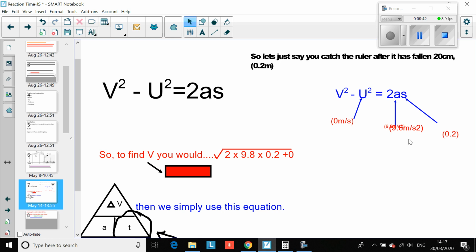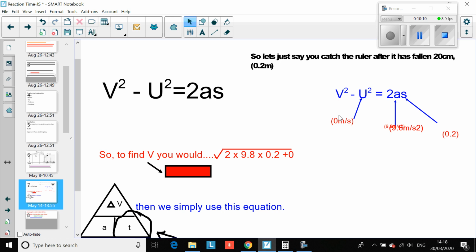Okay, and this final one, the distance that it fell, well, an example would be, say, 20 centimeters. So let's just say we caught the ruler after it's fallen 20 centimeters. That'd be 0.2 meters. So we put that in there. Right. So v squared minus u squared equals 2as. So with a bit of thought, we've got some numbers. We've got s, because it's 0.2. We've got a, the acceleration, 9.8, because that's something we're expected to know. And we've actually got the initial velocity, 0, because common sense dictates that it wasn't moving.